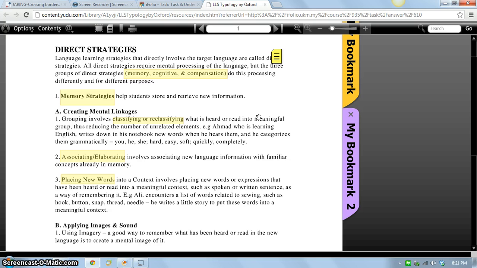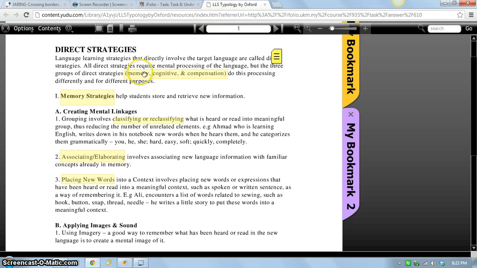First of all, I would read or go through the typology so that I get some view of what it's all about. After that, I make a bookmark here, my first and second bookmark, to divide between direct and indirect strategy. For direct strategy, I put some sticky notes there and there, and I highlight a few keywords that I feel are important and essential for me to remember, to give the explanation.